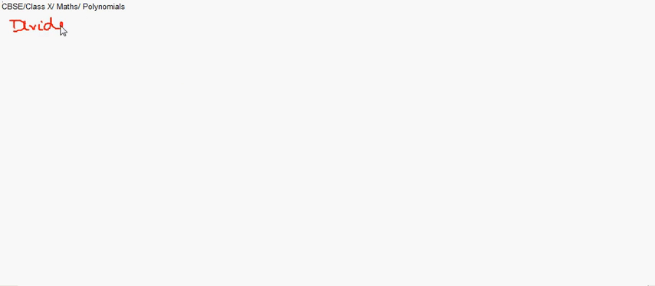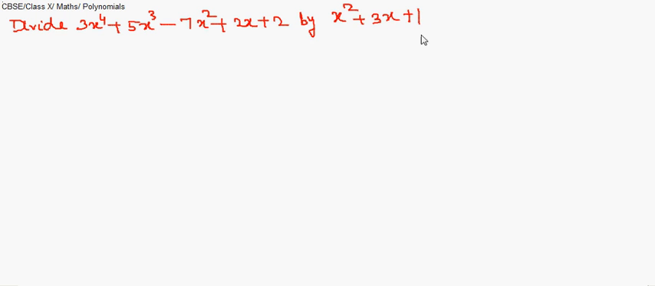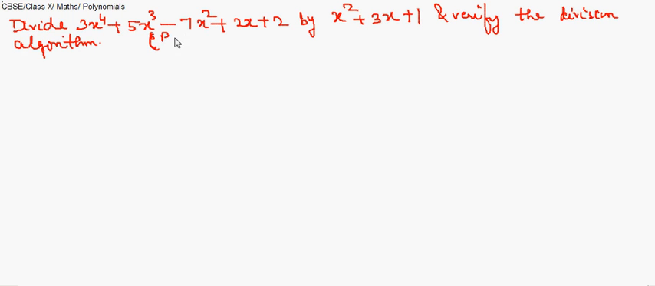divide three x to the power 4 plus 5x to the power 3 minus 7x to the power 2 plus 2x plus 2 by x square plus 3x plus 1, and thereby verify the division algorithm. So let us just find this out. This being your PX as I described in the first one, and this being your GX.